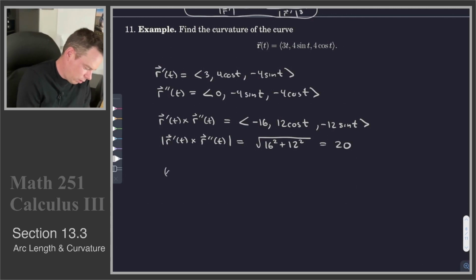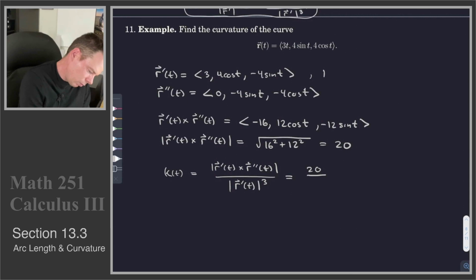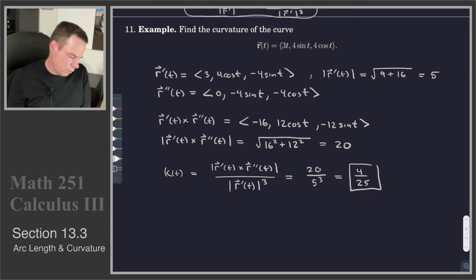And so then the curvature at a particular point t along the curve is given by the magnitude of r prime of t cross r double prime of t, all over the magnitude of r prime of t cubed. And so that would be 20 over the magnitude of r prime of t. I guess we should work that out. That would be the square root of 9 plus 16, so 5. And so that's 20 over 5 cubed, or 4 over 25. So that's the curvature of this curve.